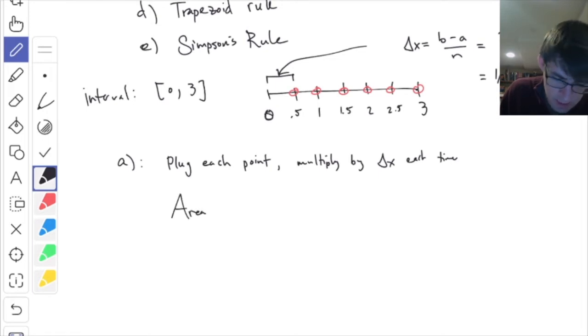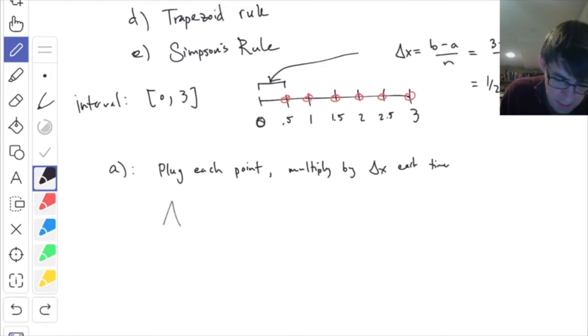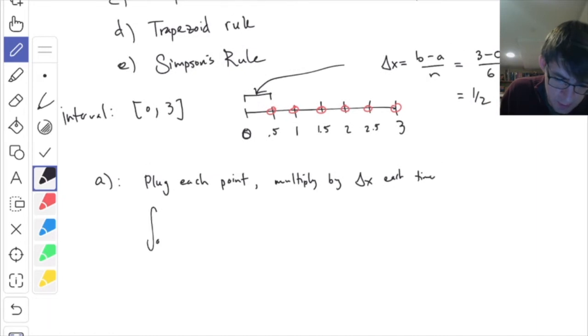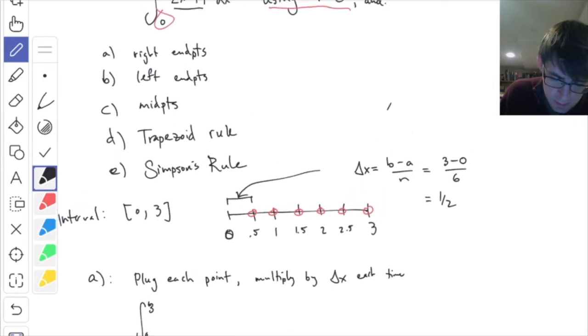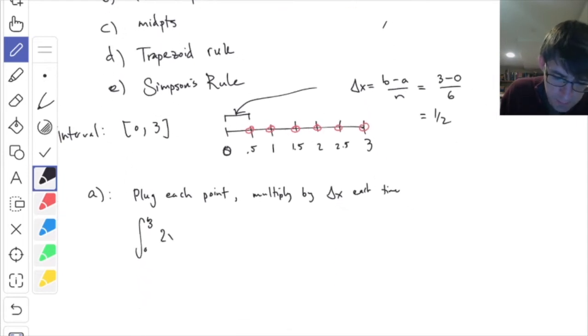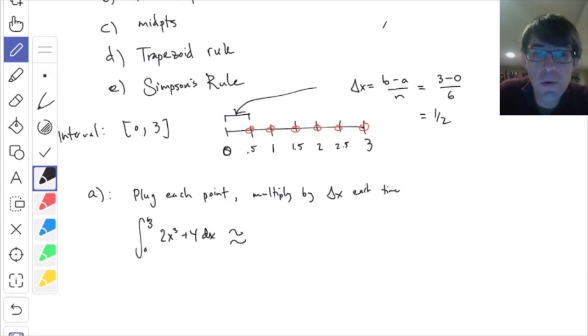Well, it's not the area, I mean, it is the area of something. Can I just say it's the integral from 0 to 3 of 2x cubed plus 4 dx, which is approximately equal to... I'm going to plug in each point to the function. That gives you the heights of the rectangles, and then you multiply each one by delta x, which gives you the width of the rectangle.